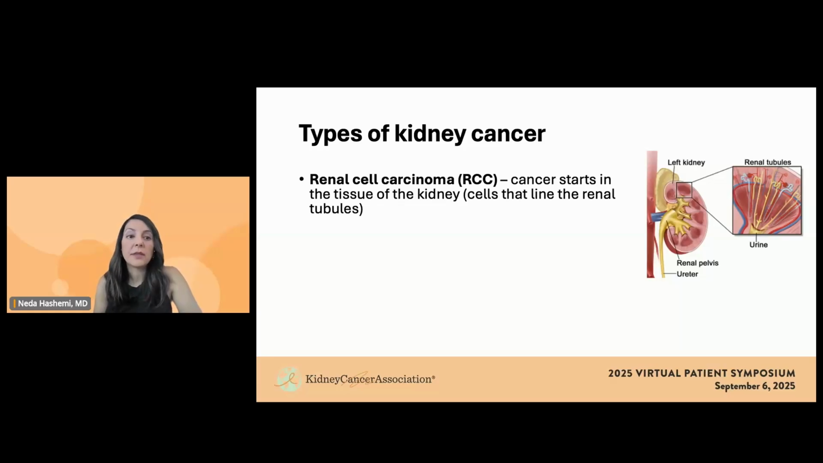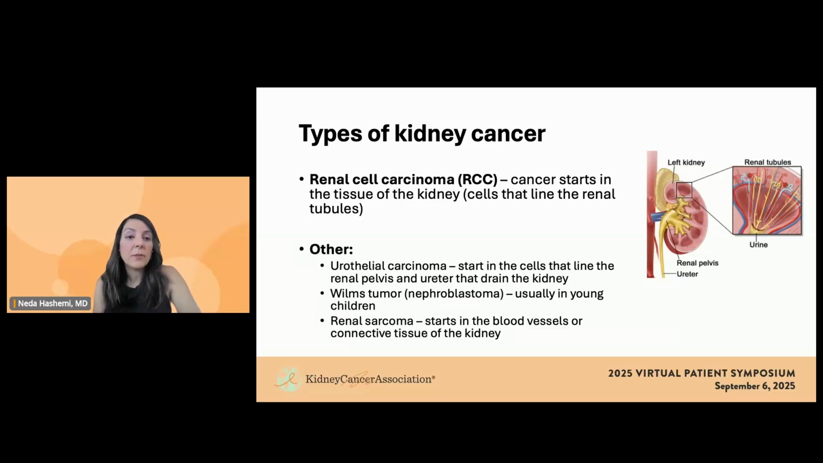There are other types of kidney cancers that are not very common, but I put them down here for your review. We can have urothelial carcinoma that starts in the cells that line the renal pelvis and ureter that drain the kidney. We can have sometimes Wilms tumor or nephroblastoma that is usually seen in young children. We can have renal sarcoma. Sarcoma is when it starts in the blood vessels and connective tissue of the kidney. Again, these are not common. Maybe 1 out of 10 of all kidney cancers can be any of these.